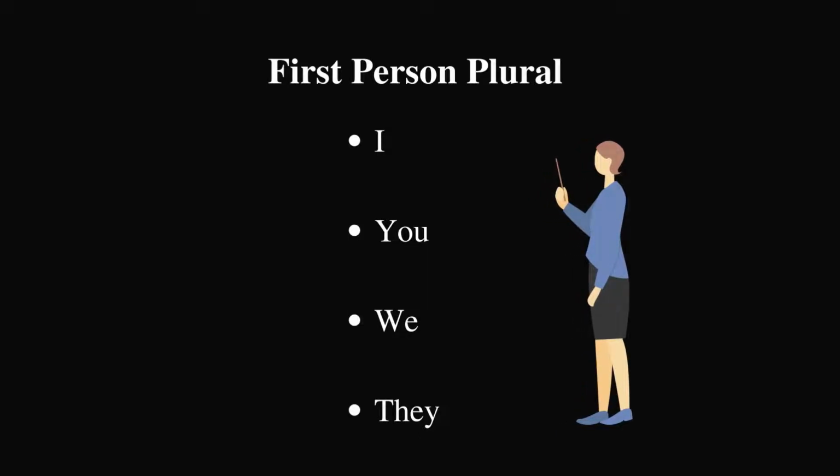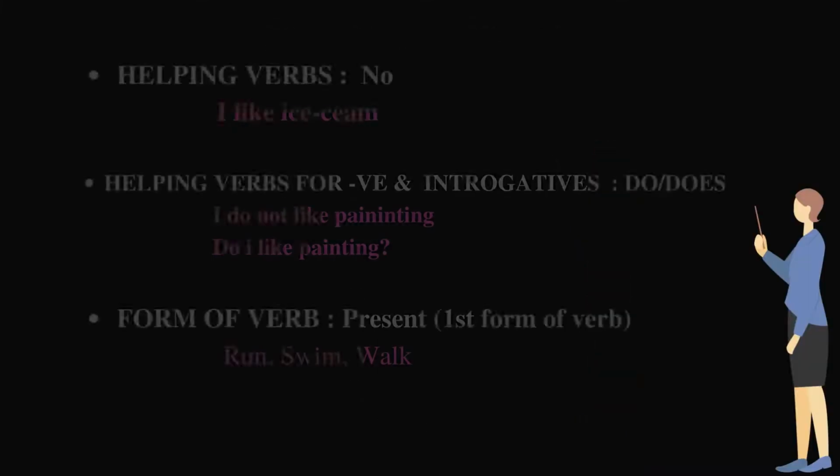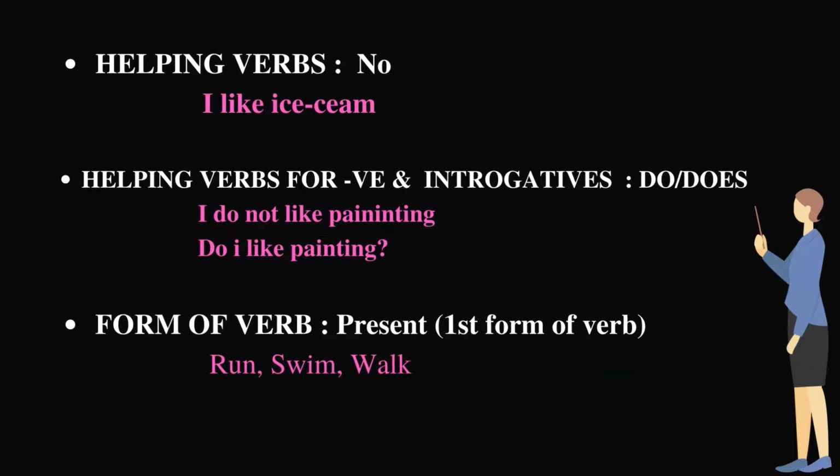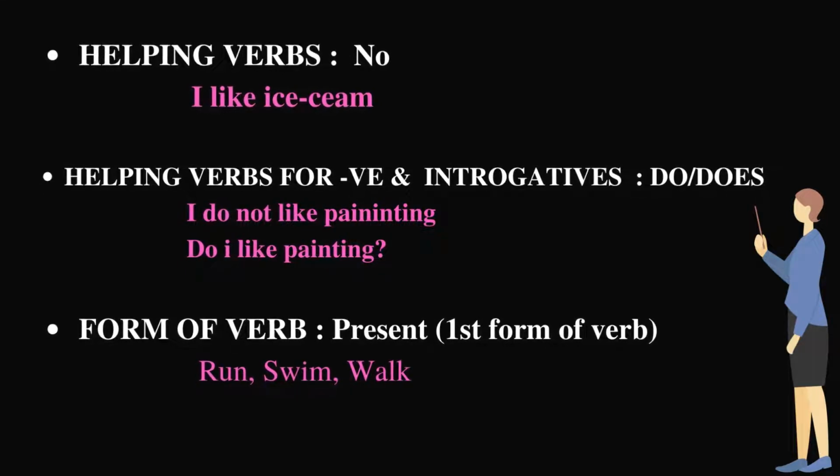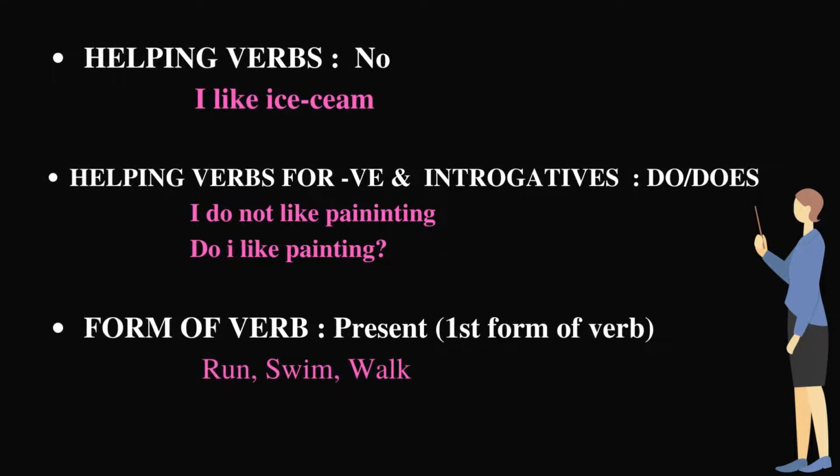Now let's discuss some important points related to sentence structure of present indefinite tense. Helping verbs are the most important part of a sentence. They not only help us to complete the sentence, but also help us to identify the tense. For positive sentences of present indefinite tense, we do not have any helping verb. For example, I like ice cream.